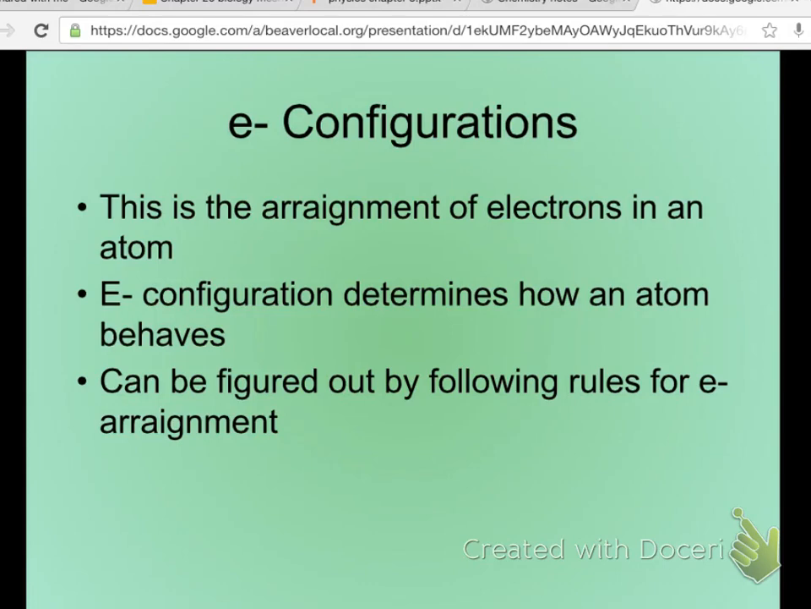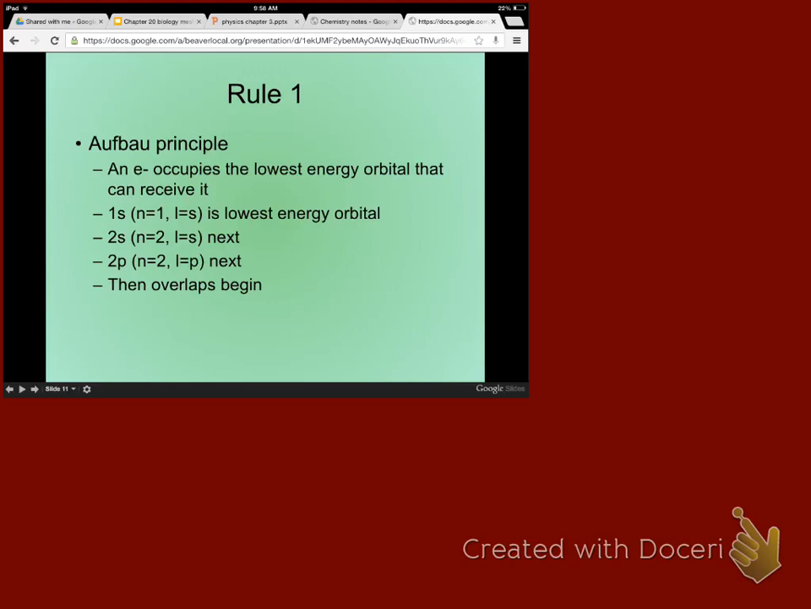And I like things like this because it's just like, okay, you check off the rules, you go through the rules, and you have it right. Easy breezy. Okay, so the first rule that governs how electrons go into orbitals is called the Aufbau principle. I'm less concerned that you know the names of these principles than I am that you're able to use them.